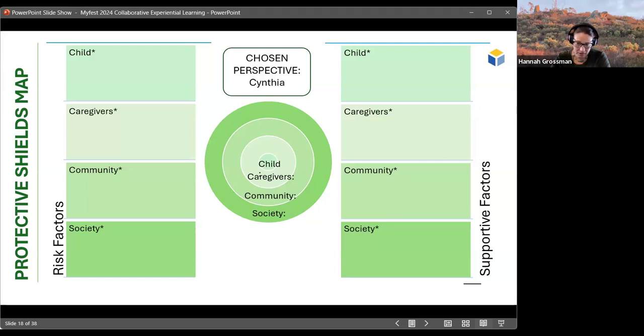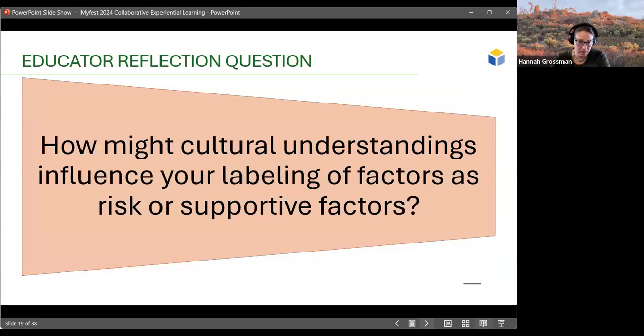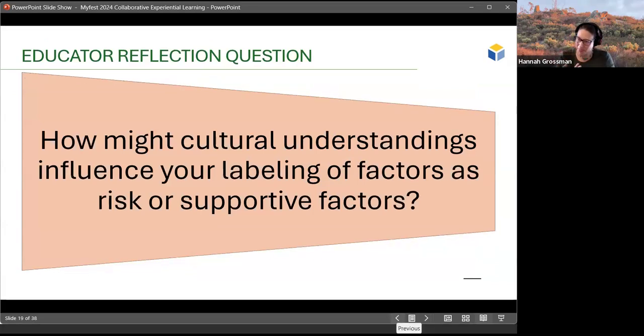So, this would be a discussion question that might come after the doing of the protective shields map. The protective shields map would be done for about 10 or 15 minutes, collecting all of the factors we could, seeing how many categories we could fill and how we'd fill them. Now, this discussion question takes the complexity you've put in that map and makes you think about how you're combining that complexity.